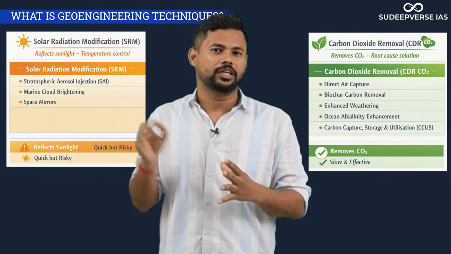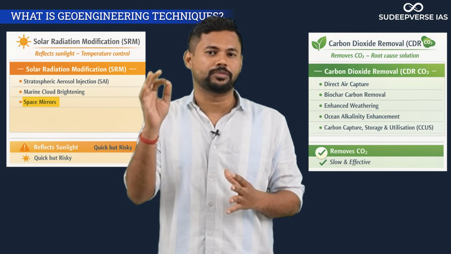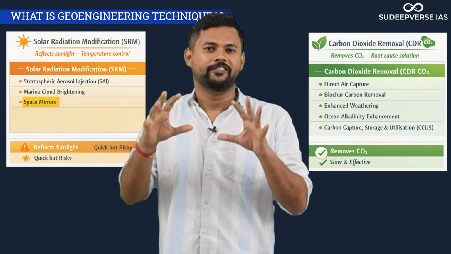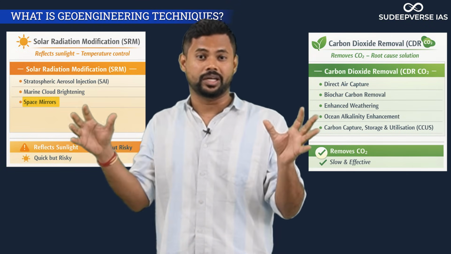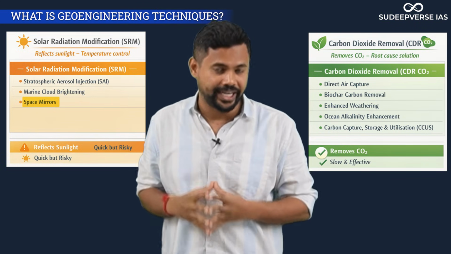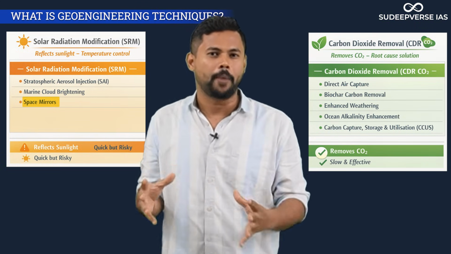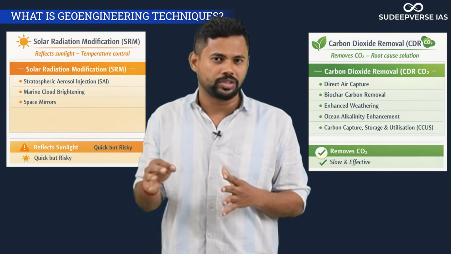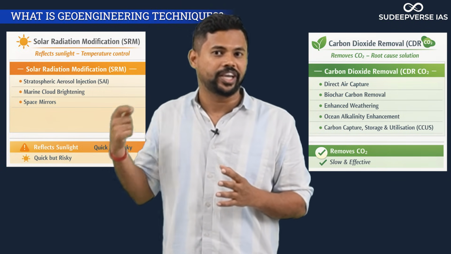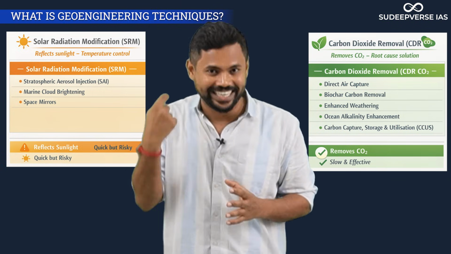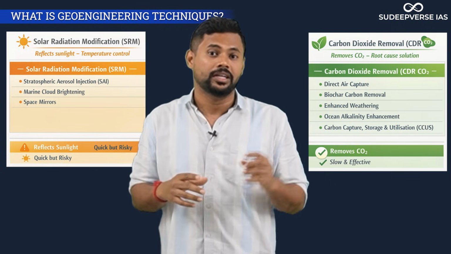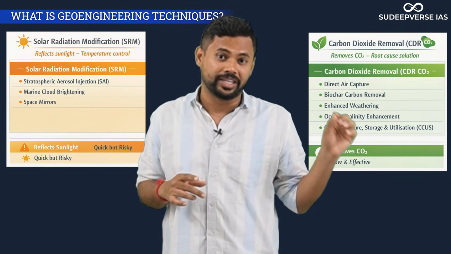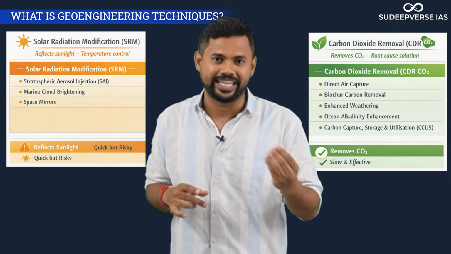The third technique under solar radiation modification is space mirrors. Space mirrors is where we place reflectors outside the Earth that will reflect back the incoming solar radiation. However, this is very complex and still theoretical and unpragmatic. Now we have just understood the different solar radiation modification methods that come under geoengineering techniques. Now let us understand the different carbon dioxide removal methods under geoengineering techniques.